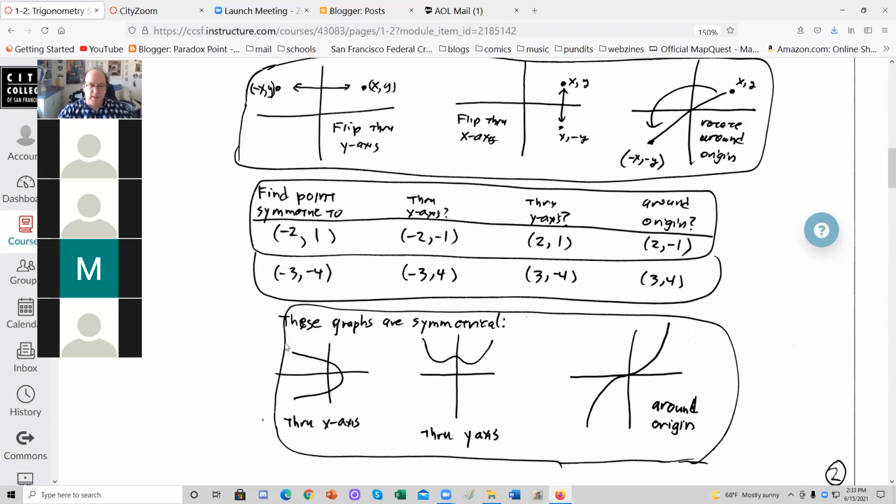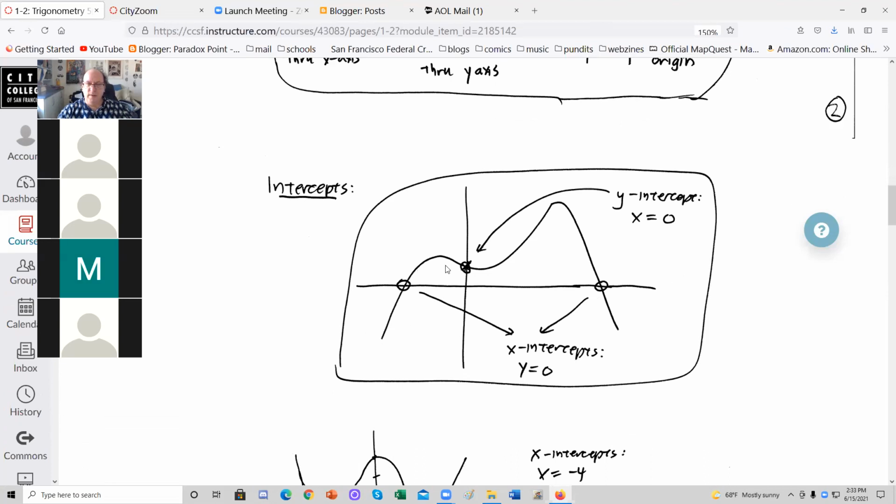For example, this is a graph which is symmetrical through the x-axis. This is a graph that's symmetrical through the y-axis. Flip it like that and it's the same. This is a graph that's symmetrical around the origin. And so, to find a point symmetrical to negative 2 by 1 through the x-axis, you change the y value: negative 2 by negative 1. Through the y-axis, we flip the x value, so it's 2 by 1. Symmetrical around the origin, you flip both of these: 2 by negative 1. Similar thing happens with these.